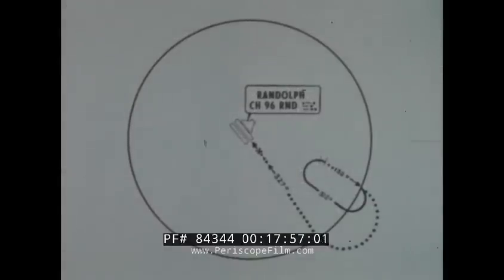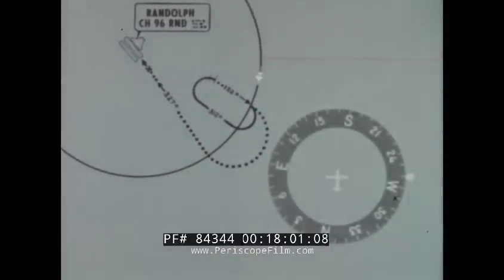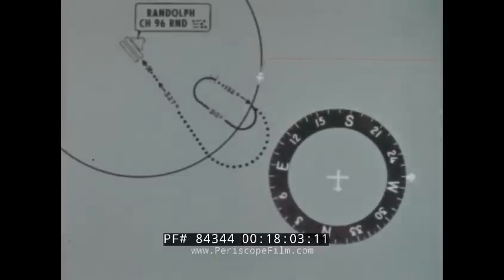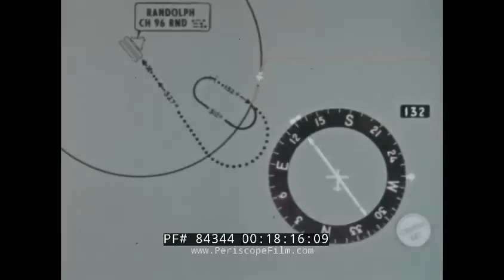As you intercept the 20-mile arc, turn so that the bearing indicator is on your wingtip. Continue along this 20-mile arc and set the 132-degree holding course in the course selector window. When you intercept the holding course, the course deviation indicator will center itself on the aircraft symbol.